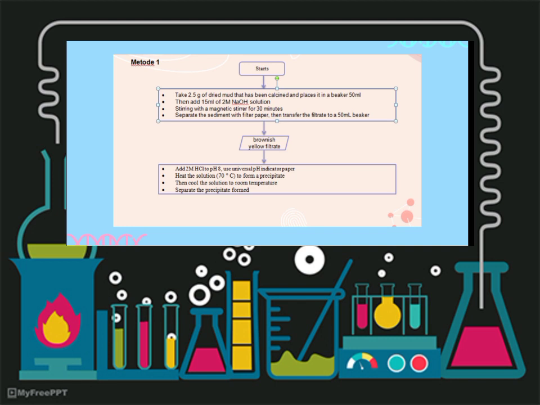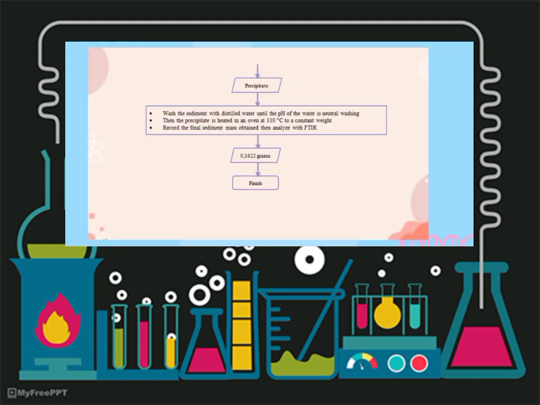Heat the solution to 70 degrees Celsius to form a precipitate. Then cool the solution to room temperature. Separate the precipitate formed, then wash the sediment with distilled water until the pH of the water is neutral. Then the precipitate is heated in an oven at 110 degrees Celsius to a constant weight. Record the final sediment mass. Obtain the analysis with FTIR. 0.1622 grams. Finish.